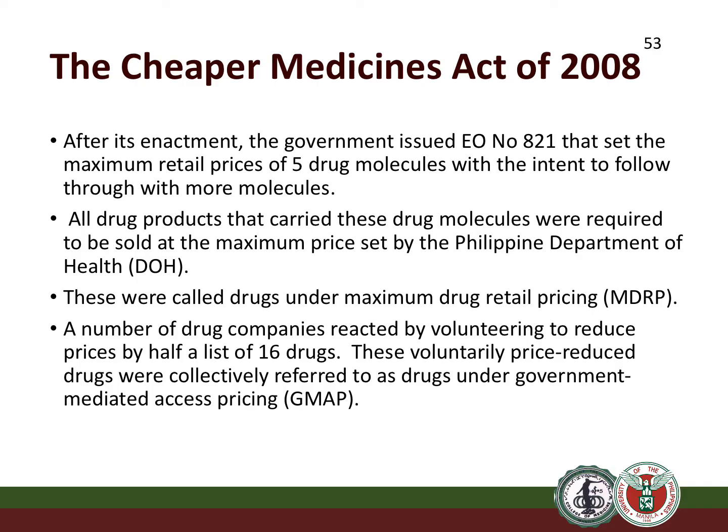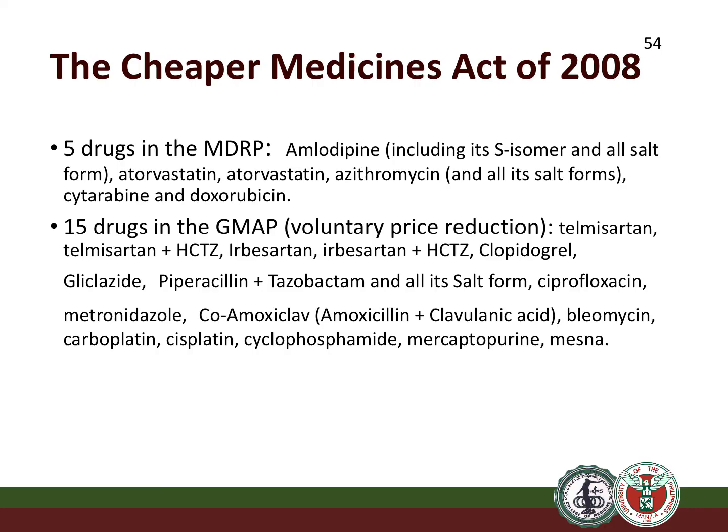And these voluntarily reduced drug prices were collectively referred to as drugs under the government-mediated access pricing. So these are the 5 drugs under the MRP: amlodipine, an antihypertensive, a statin, azithromycin, an antibiotic, and chemotherapy agents. And the 15 drugs under GMAP are also antihypertensives, some antibiotics, and some chemotherapy agents.